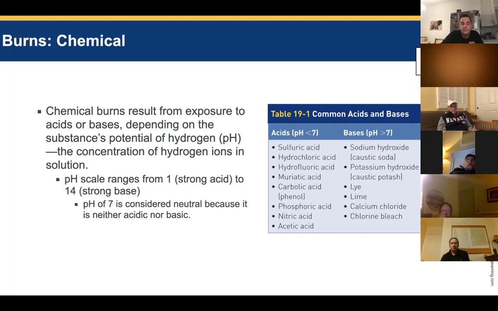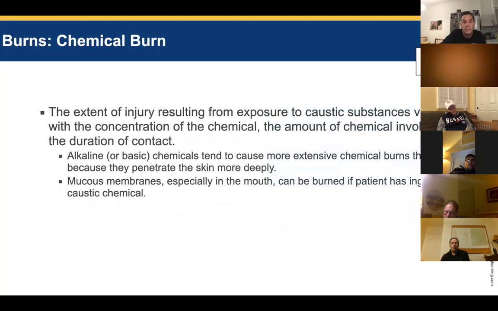Bases are going to be worse. They're going to cause more burns. And that's hard for me to wrap my brain around. You think about an acid, you think about it burning, but bases will cause a worse chemical burn. Caustic substances, there's cleaning solutions, there's all kinds of things. So need to be aware of the chemicals and exposures and the damage that it can cause, especially if it's ingested.